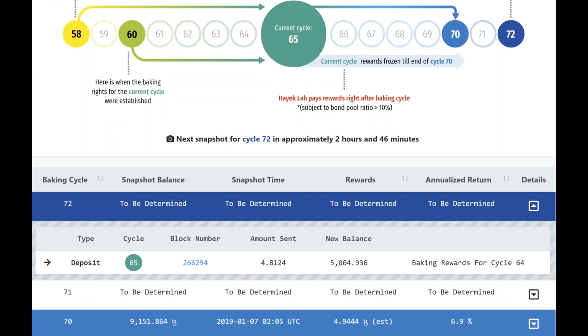First, we can see that our delegator received a deposit of his baking rewards for cycle 64 and were paid in cycle 65. This is because Hayek Lab has an early rewards payment policy for its delegators. As long as our reserve will allow it, Hayek Lab will make reward payments right after the baking cycle, while they are still frozen by the network.